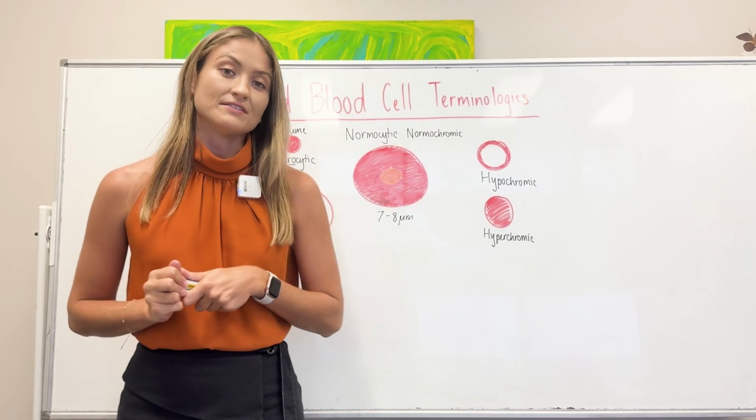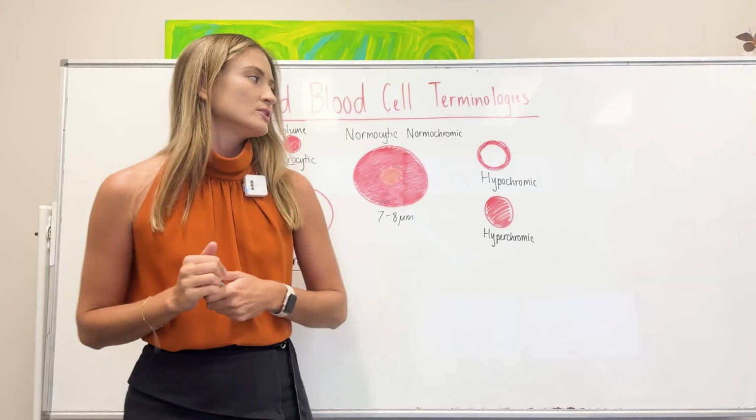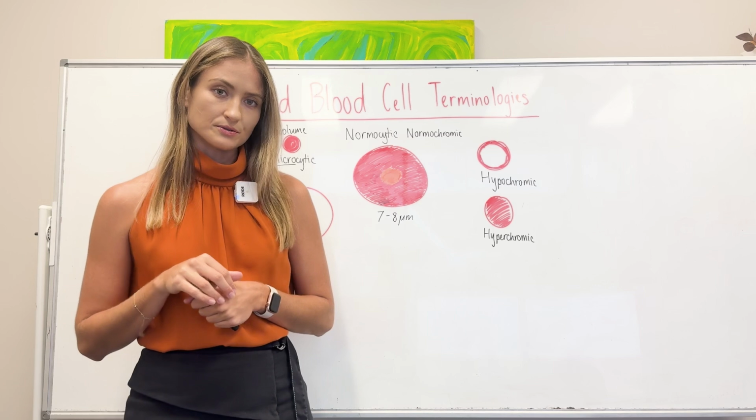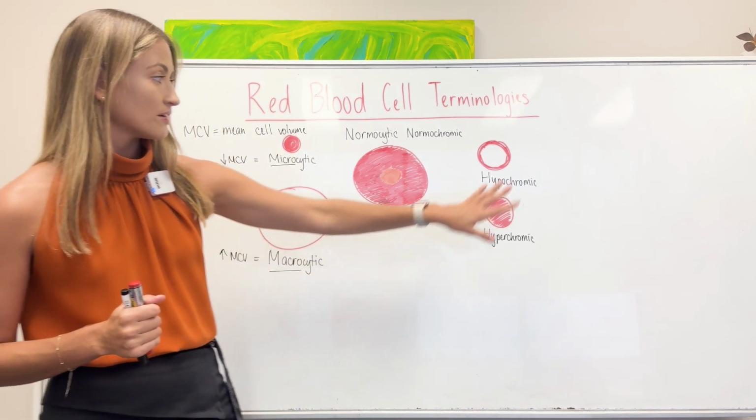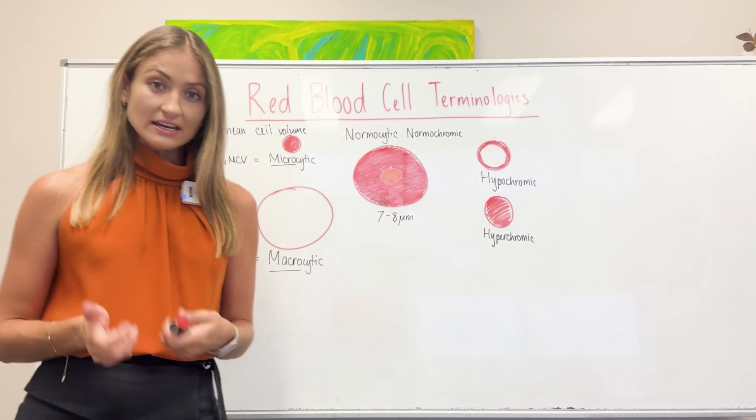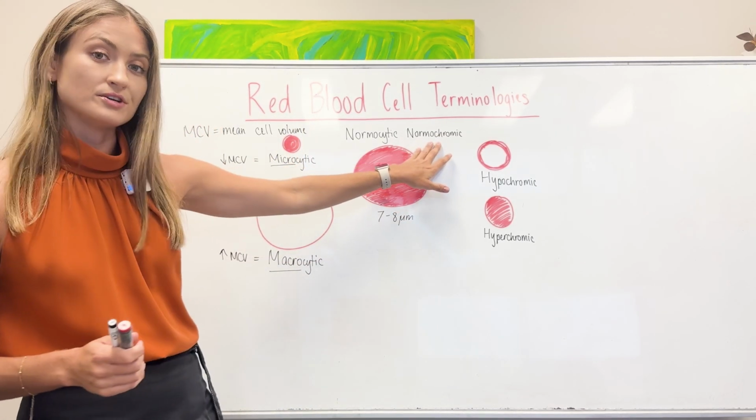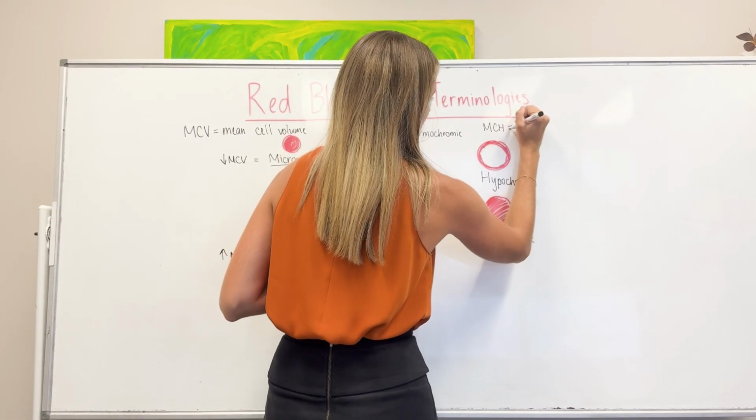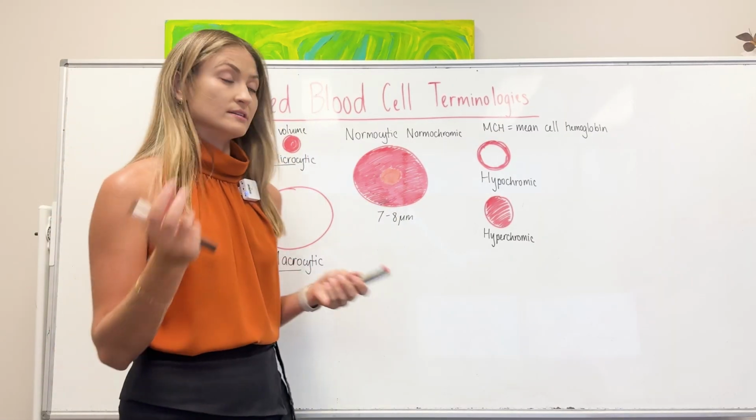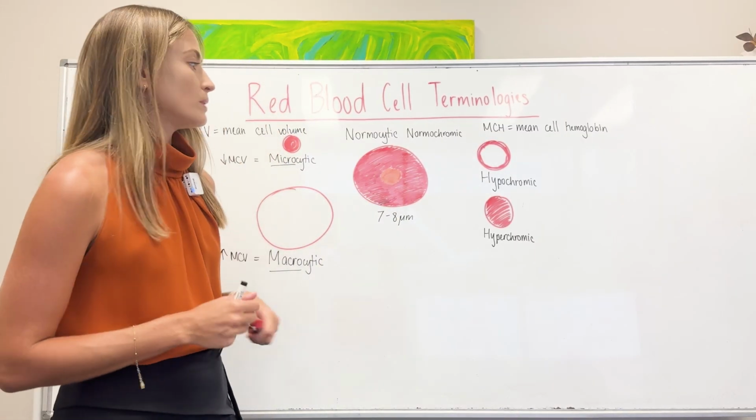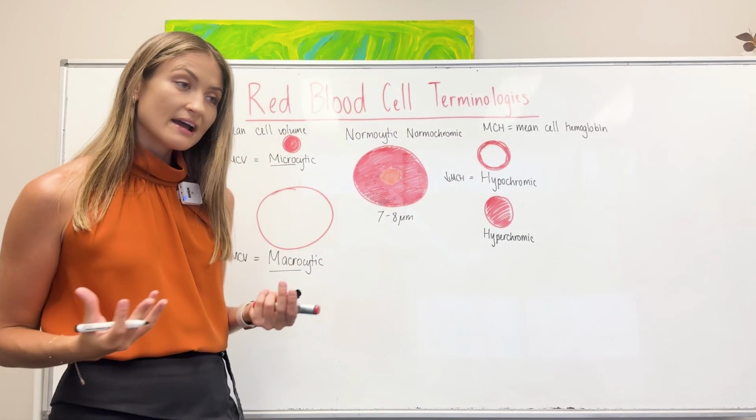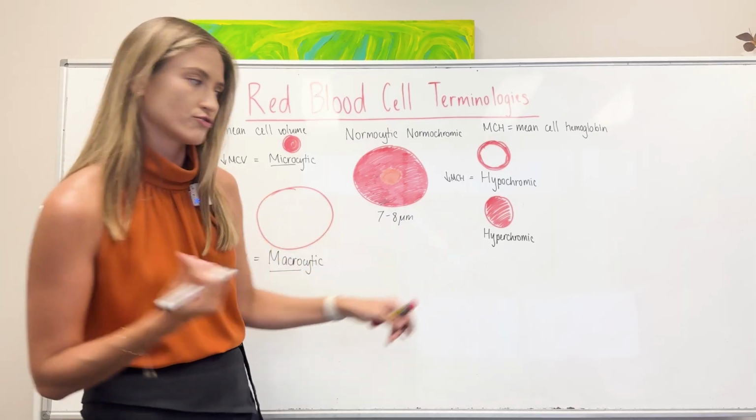Another parameter that we have is also the mean cell hemoglobin. So that's going to tell us the average concentration of hemoglobin in our red blood cells. And that's got to do with over here in terms of the color inside of the cells. So if the MCH is normal, we call those cells normochromic. If the MCH is lower than those normal values, we can call those cells hypochromic. And if the MCH is higher, those cells can be called hyperchromic.